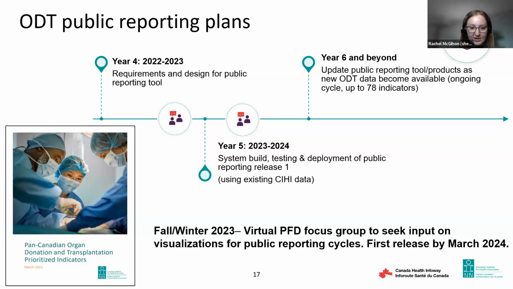Moving along the project timeline and into year 6 and beyond, we will continue to update public reporting tools and products as new ODT data becomes available. And that will be done in a cyclical manner with public reporting to focus on a subset of indicators. For anybody who's interested in that full list of 78 indicators that we prioritize, there is a summary report on this work that's available on our website at cihi.ca/ODT.